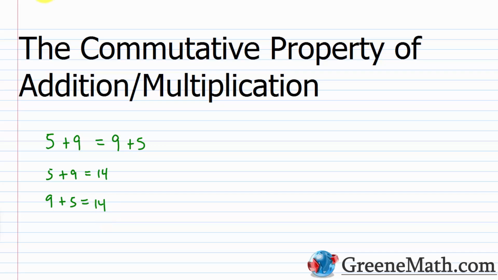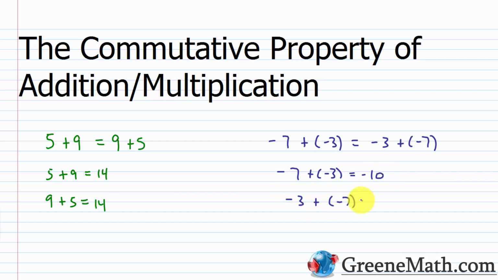As an example, negative 7 plus negative 3 is the same as if I reordered the add-ins and said negative 3 plus negative 7. Either way, I would get negative 10 as a result. Negative 7 plus negative 3 is negative 10, and of course negative 3 plus negative 7 is also negative 10. Same thing either way.